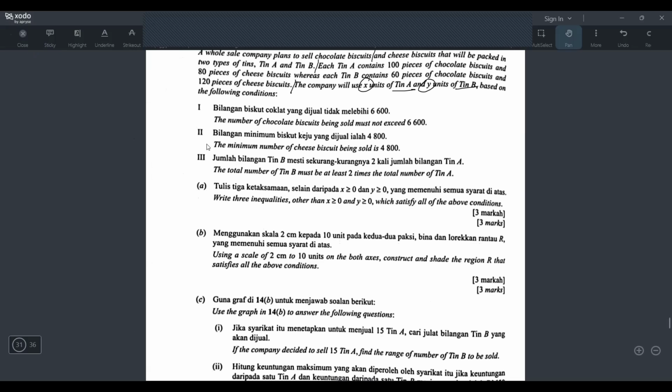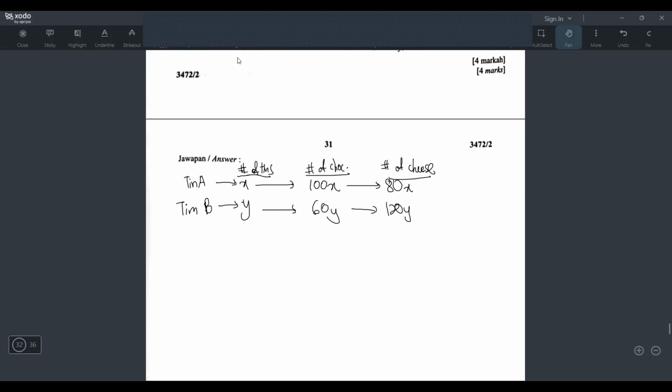So we have to look at 1, 2, 3 here, and then write. So let's write the first one. Okay, and then the second one, and then the third one. Okay, let's read the first one together.